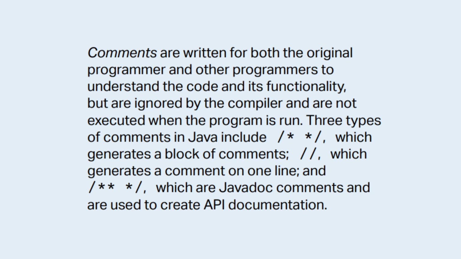Three types of comments in Java include the /*, which generates a block of comments, the //, which generates a comment on one line, and the /**, which are Javadoc comments and are used to create API documentation. Here are some examples of comments.